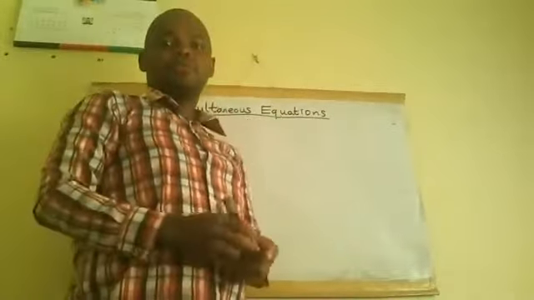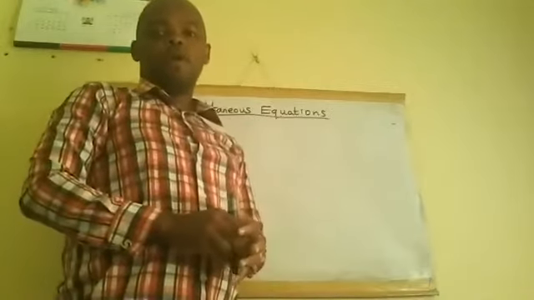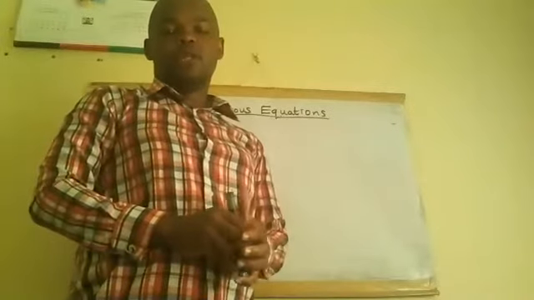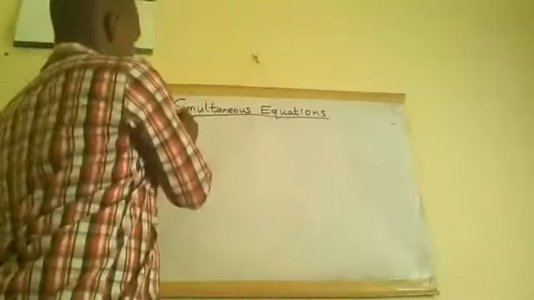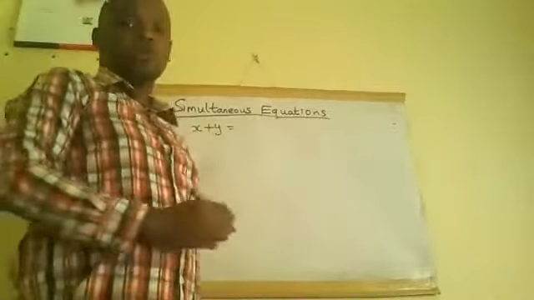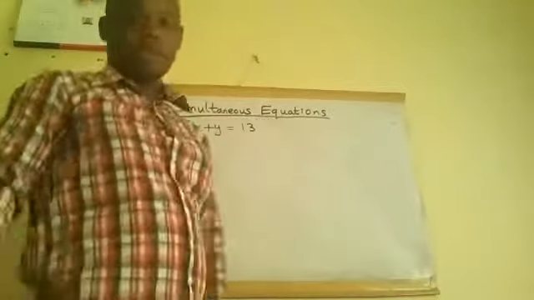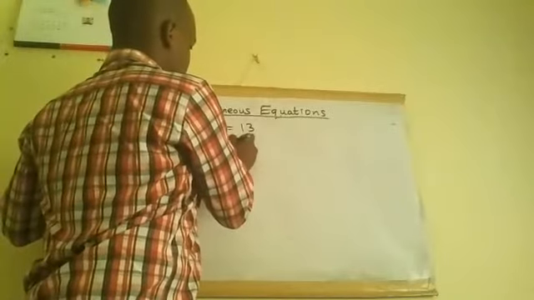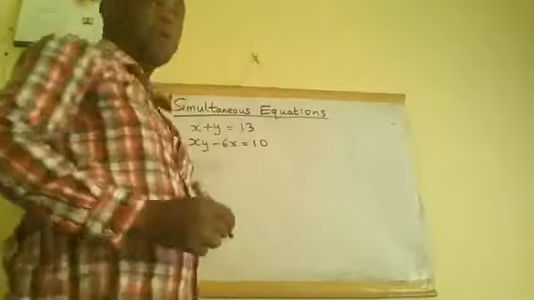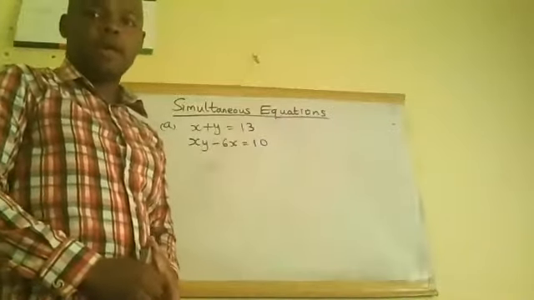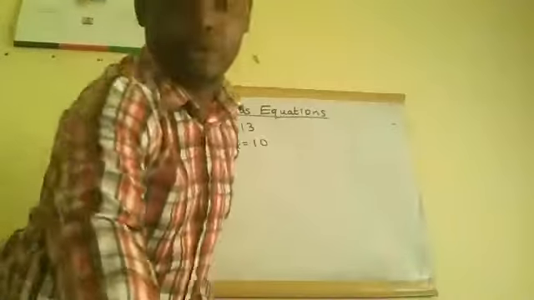Example 1, solve the following simultaneous equations. The first part A, x plus y is equal to 13 and xy minus 6x is equal to 10. So we are going to solve that.